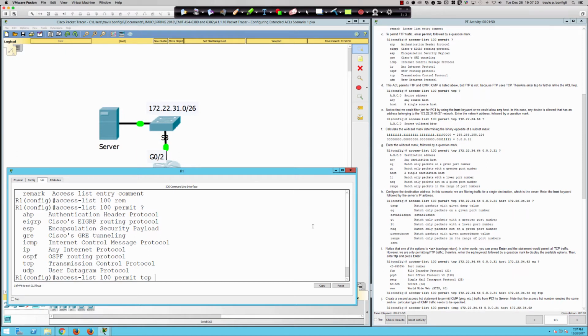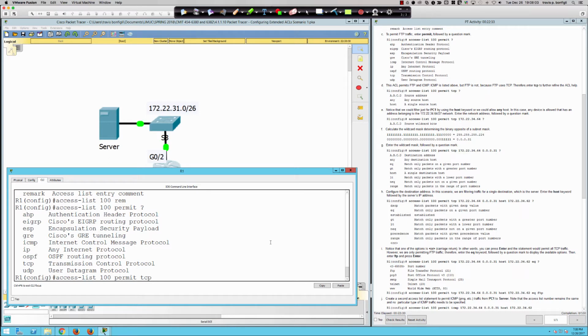All right, so we're going to do the network. Now, this is an interesting point as well. So we're going to be doing the network, right? And you'll notice that they show the 172.22.34.64, the network. So they give us the network ID. Now, that's one way to do it. But typically what you want to do, the best practice is you want to be as restrictive as possible, right? And as granular as possible.